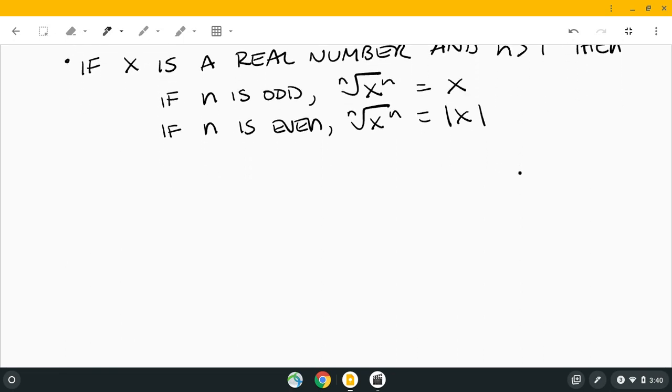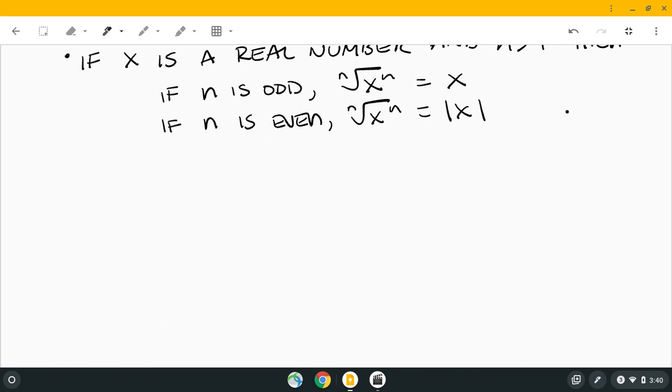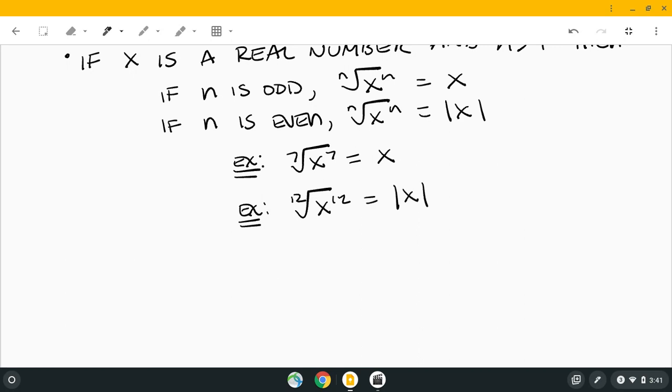Okay, unless of course your result ends up with something to an even power, which makes it positive anyway, then you can ignore it. Okay, so let's take a look. If I have this odd, seventh root of x to the seventh, since it's odd, I don't have to worry about absolute value symbols. But if I have this even, then I do have to use my absolute value.